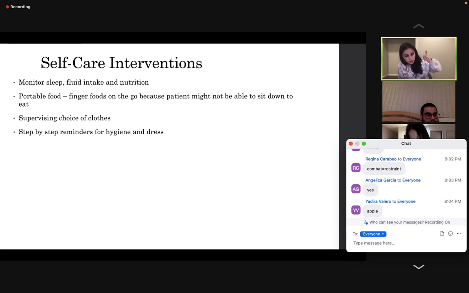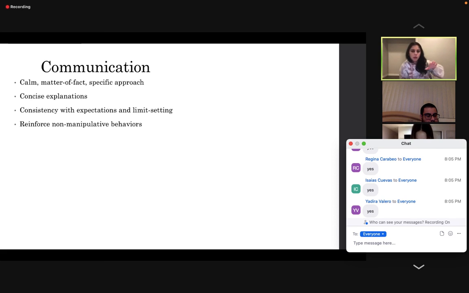Are we good on this? Right? Hyperactive is the perfect word for manic. They're hyperactive, okay? Hyperactivity. Because of that, no sleep. Because of that, no food, right? This is self-explanatory: a calm, matter-of-fact, specific approach, simple, to the point, okay? Concise explanations. We don't need a bunch of lists for them.